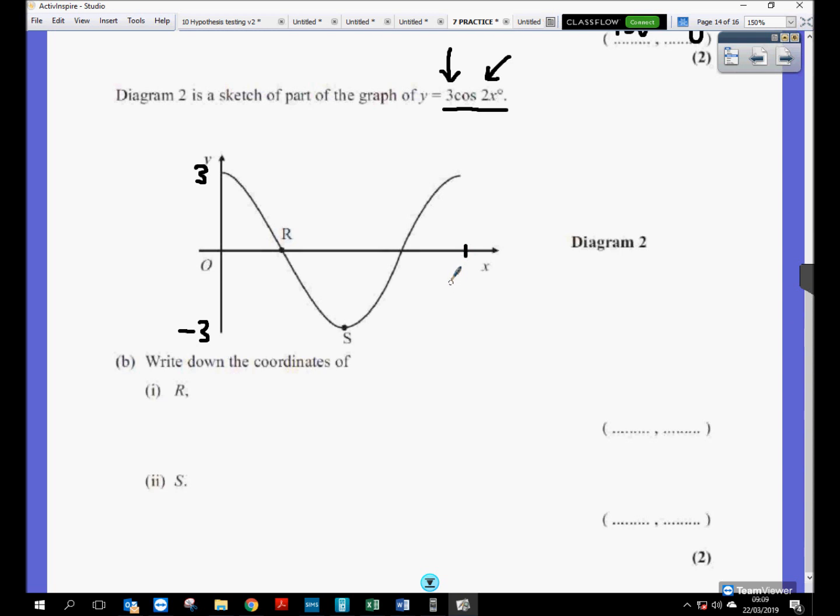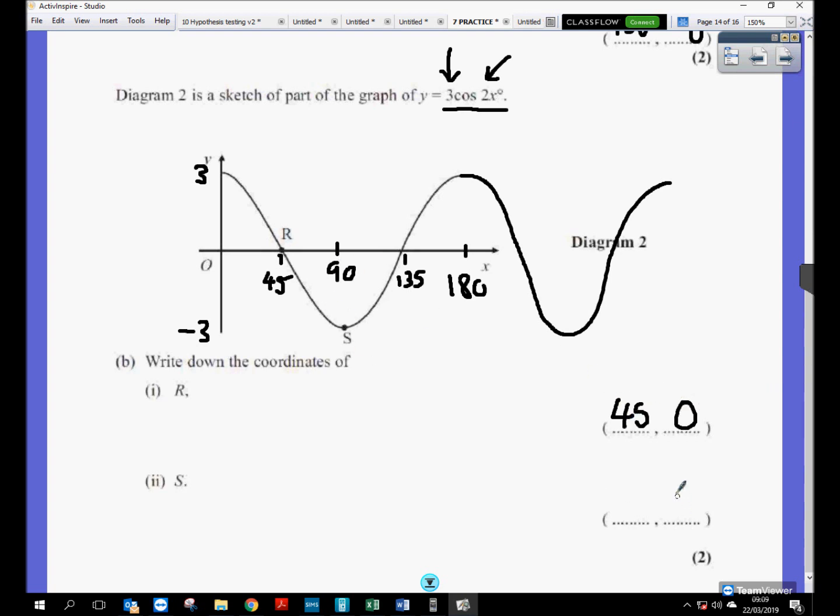Because they've only shown 1 cos graph, we know that this must end at 180, because the next cos graph we draw would end at 360. That's not on here. So this one ends at 180. Half of 180 is 90, and half of 90 is 45. And halfway between 90 and 180 is 135. Now we can answer the questions. R must be 45, 0. And S, which is down here, is 90, -3.